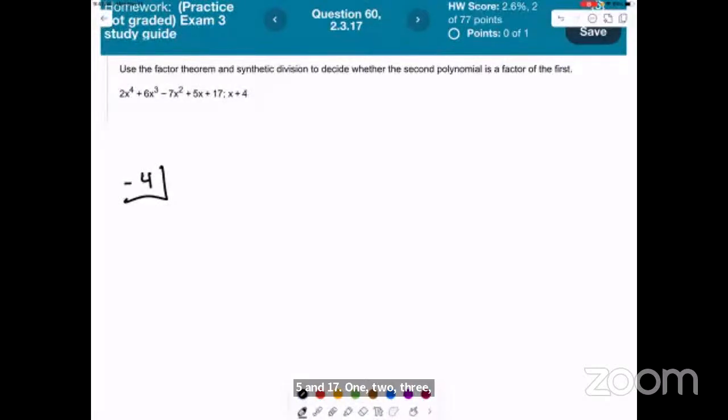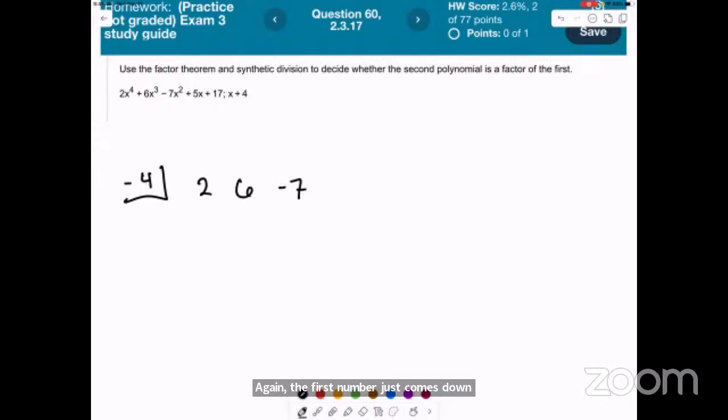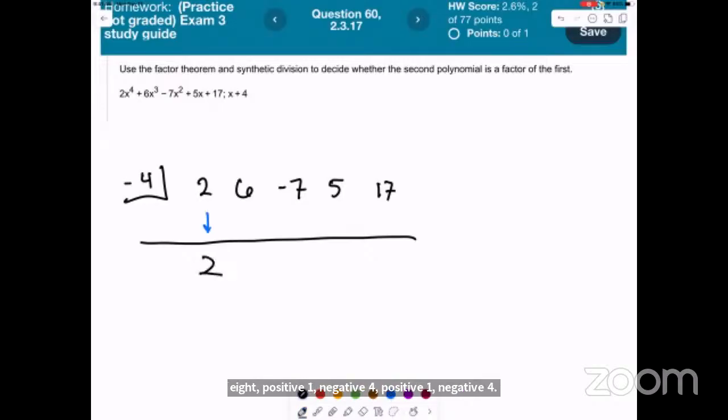Again, the first number just comes down. On the diagonal, we multiply, so that's going to be a negative 8. We add: negative 2, positive 8, positive 1, negative 4, positive 1, negative 4. And the remainder is not 0, that's the whole point. It's 13, which is not 0. So is it a factor? Let me make sure I did that right.